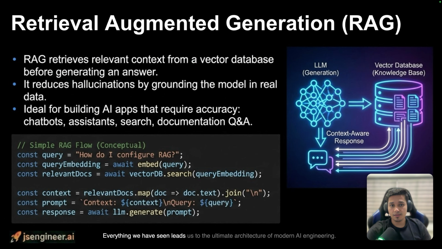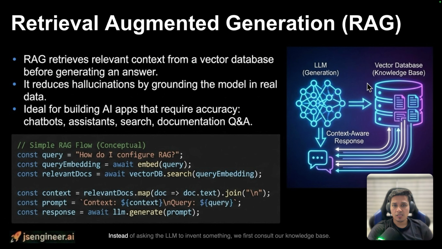Everything we have seen leads us to the ultimate architecture of modern AI engineering, RAG, or Retrieval Augmented Generation. Why is it so important? Because LLMs have two flaws. They hallucinate and they don't know your private data. RAG solves this by retrieving relevant context from your vector database before generating an answer.